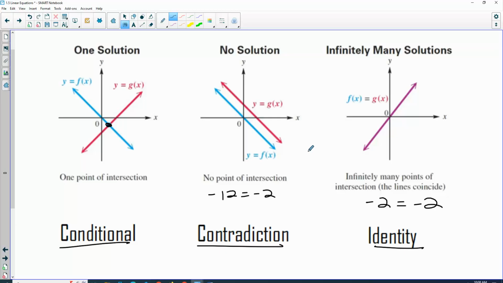So, conditional, you get a solution. Contradiction, there is no solution. An identity, it's all real numbers. Everything makes it true. We have an infinite number of solutions. If I ask you to classify your equations, you have to solve them and see what we get for our answers. So we'll try a couple of the classifying ones and make sure we can handle that. Everybody have what they need from this?